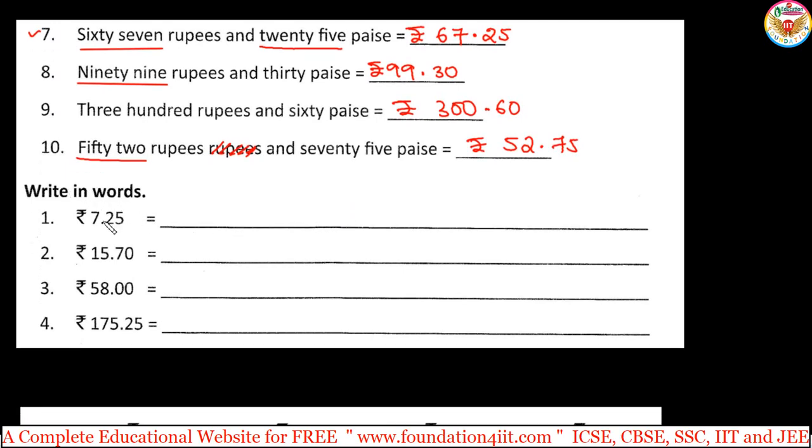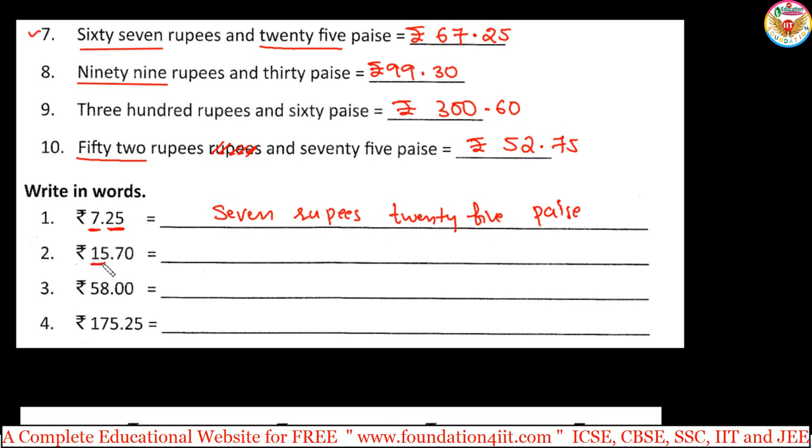And to write in words, first, before the point, what is there? Only 7 is there. So you should write 7. 7 is only in rupees, so you can write 7 rupees. Next, after the point, what is there? 25. Okay, you can write 25. 25 is what? This is paisa. Up to before the point, rupees; up to the point, paisa, you should write.